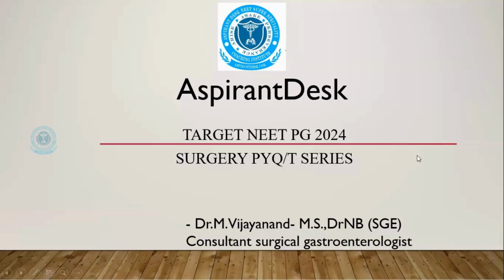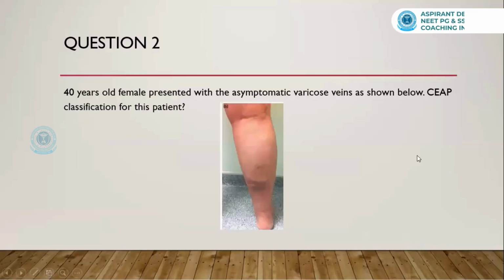Now we'll move into the topic, which we'll discuss with a question. This is a 40 year old female presented with asymptomatic varicose veins, as shown below. They already mentioned it. This is an asymptomatic varicose vein.